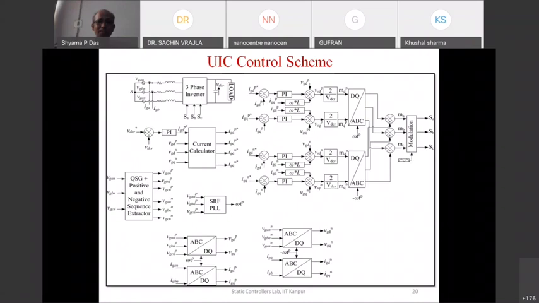So we extract the positive sequence and the negative sequence components from the input grid voltage, and we have a synchronous reference frame PLL. So we operate that PLL on the positive sequence voltage. So we get the frequency information, that is omega and theta, and then we transform ABC into DQ by using the synchronous transformation. So we have got the grid voltages, so we can transform from ABC to DQ. So we get VGDP and VGQP, the positive sequence component.